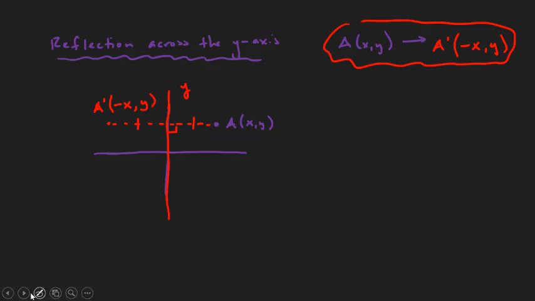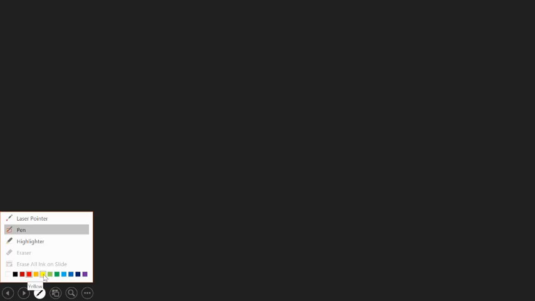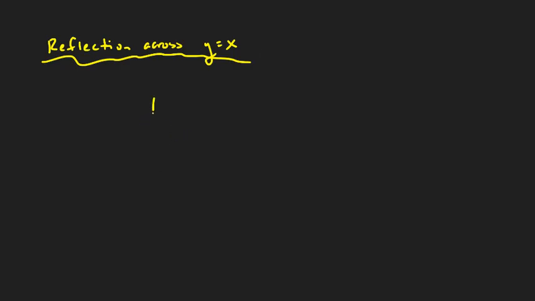Okay, and then the last major reflection that you need to remember, or try to remember, is going to be a reflection across y = x. So we're doing a reflection across y = x. So again, I'll draw my coordinate plane. I'll put my point A in the first quadrant. Again, it has an x and a y coordinate.